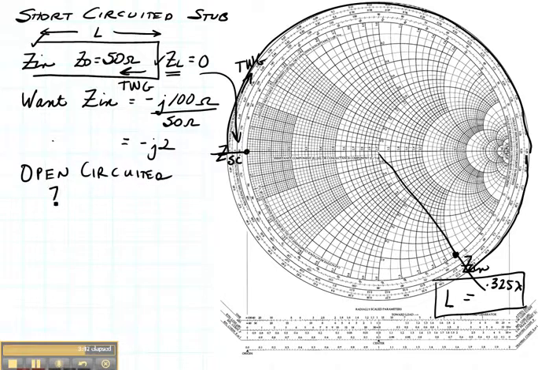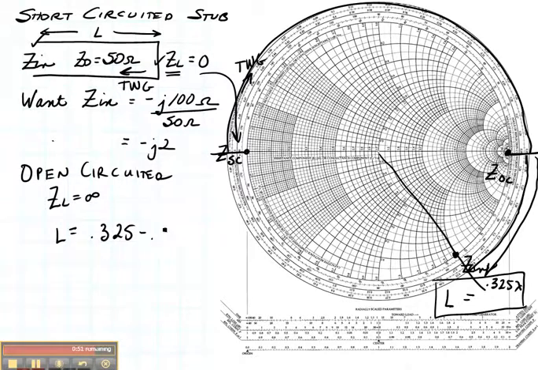Now what would have happened instead if we had had an open-circuited stub instead of a short-circuited stub? In that case, ZL would be infinity, and this would be the location of our open circuit. That would be the load. In that case, we would still want to find a length of line that gave us this input impedance, so we would just rotate across like this, same direction, and the length now is going to be 0.325 minus the 0.25 wavelengths that we started with, so I need a stub that is about 0.1 wavelengths long. In fact, to be more exact, this is going to be 0.075 wavelengths long.